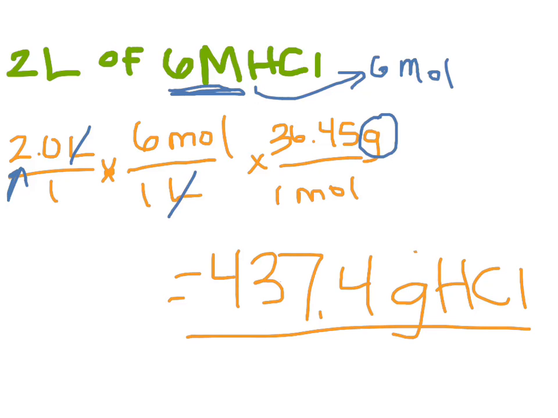Okay, so you multiply that by the 6 moles that we have. We are also given that, and you cross that out with the 1 mole. And then you multiply that by the molar mass. So this is the molar mass of HCl. And you get 437.4 grams of HCl. Pretty sure that's correct, but if my rounding's off, I don't know.